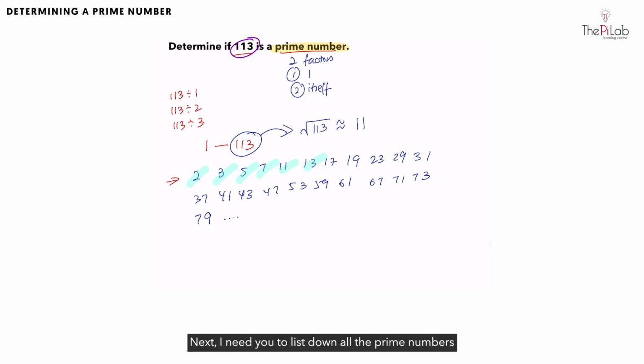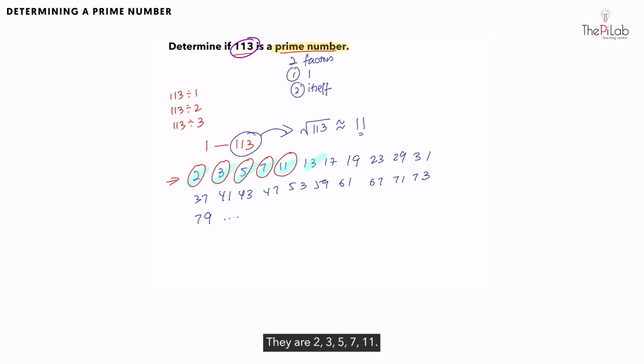Next, I need you to list down all the prime numbers beginning from 2 all the way until 11, since 11 is also a prime number. So, what are the prime numbers? They are 2, 3, 5, 7, 11. So, instead of the very long list that we had earlier, we are now down to only 5 numbers.